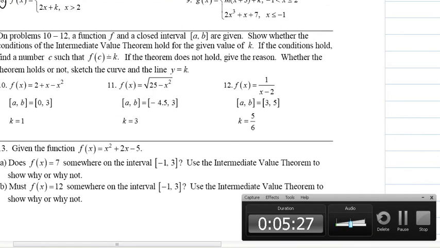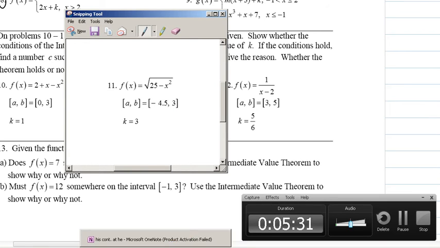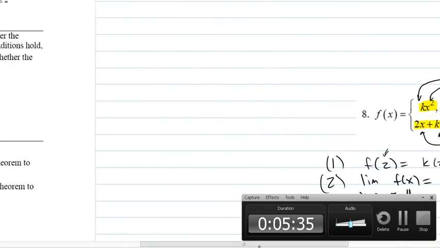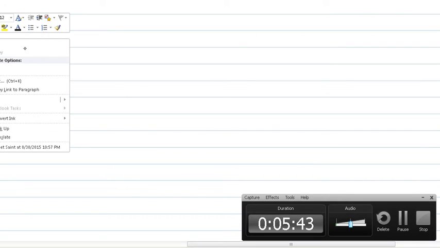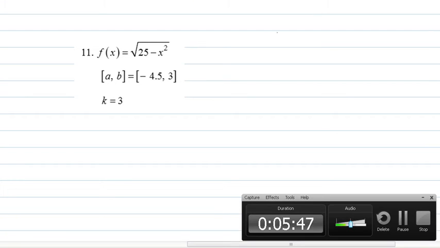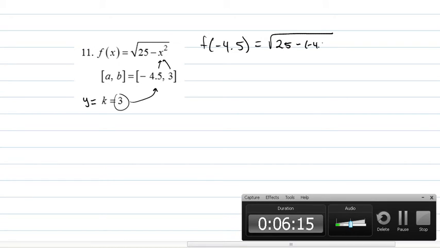Let me go ahead and paste this somewhere else. Okay, so the way you check this, we want to determine if this y value of 3 is inside the interval when I plug in my x values. So let's check this. It's going to be f of negative 4.5, which is the same thing as 25 minus negative 4.5 squared, and then f of 3, which is 25 minus 3 squared.